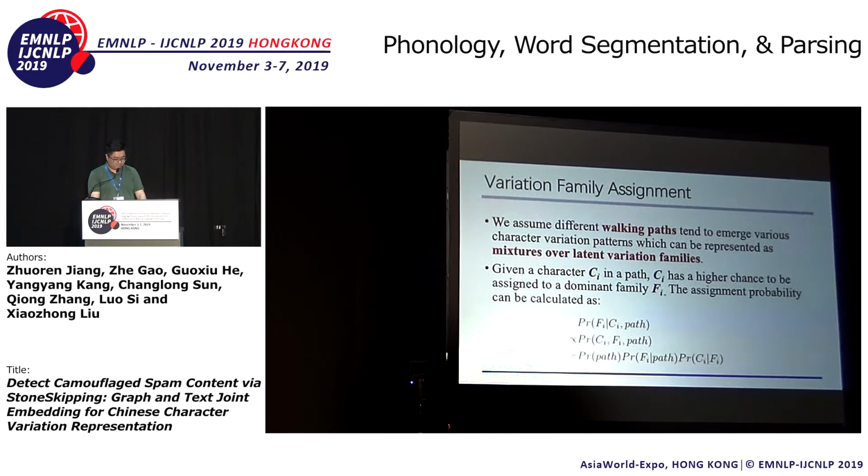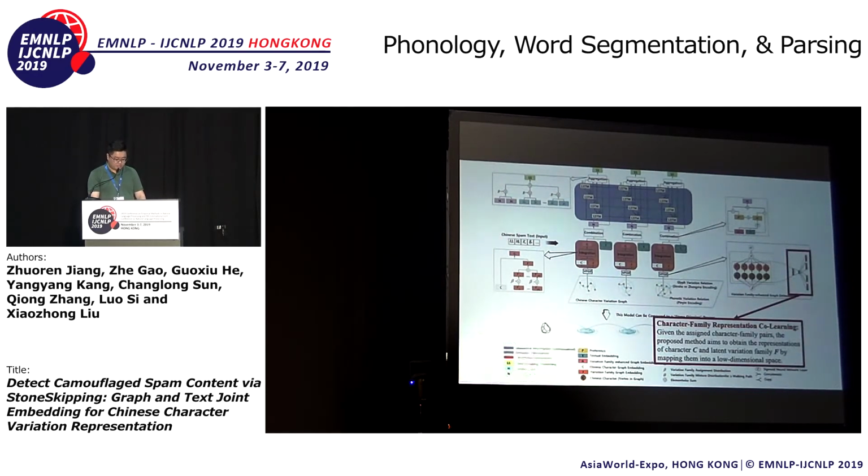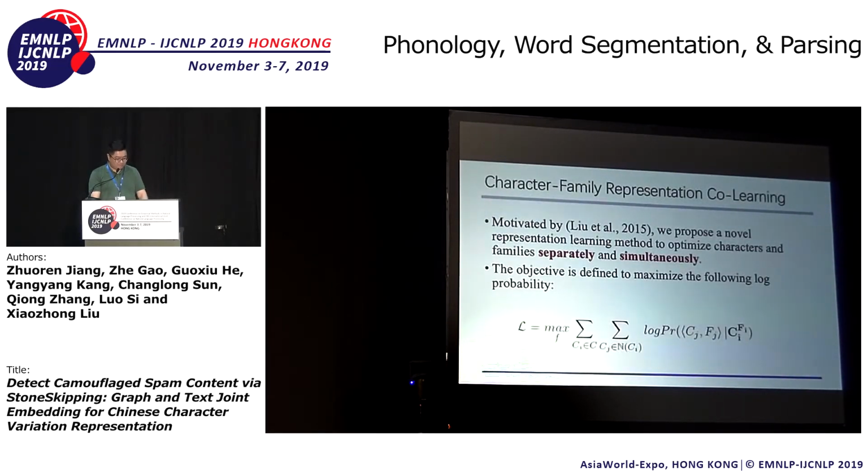This is the assignment probability calculation form, and the distribution learning problem can be a Bayesian inference problem, so we use Gibbs sampling to address this problem. The second process is character family representation co-learning. Given the assigned character family pairs, the proposed method aims to obtain the representations of the character and the latent variation family by mapping them into a low-dimensional space. This is the objective function.